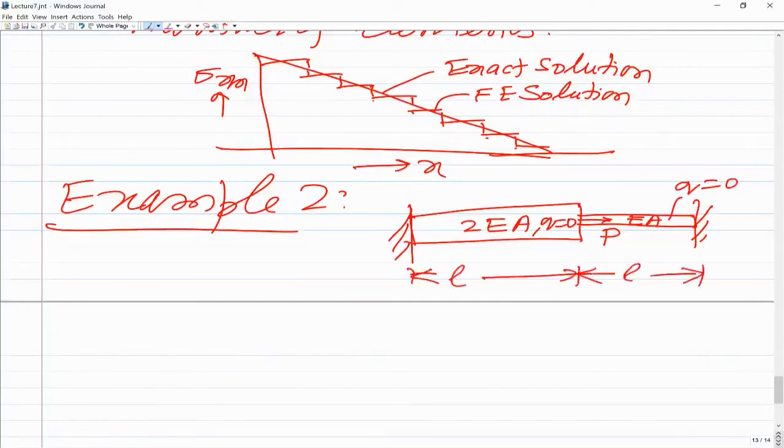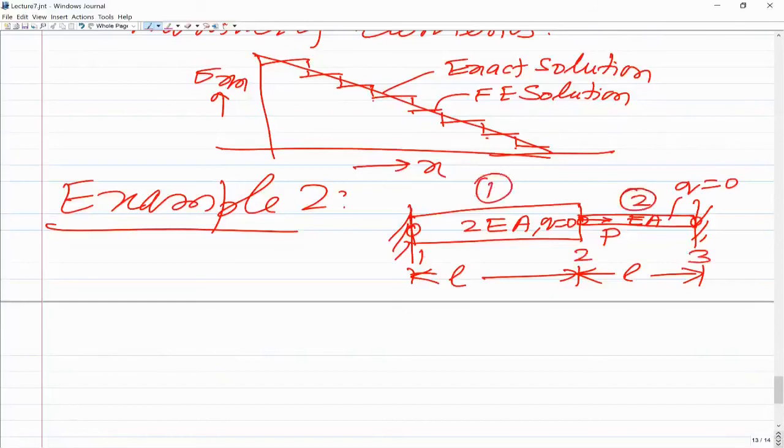We still want to discretize this, because for one part the cross-sectional area is 2a, and for the other part it is a. So we need to discretize this at least into two elements: this is element 1, and this is element 2. The nodes are global node 1, global node 2, global node 3. This is element number 1, this is element number 2. Although you can always discretize this into more elements, I'm just talking about the simple discretization.